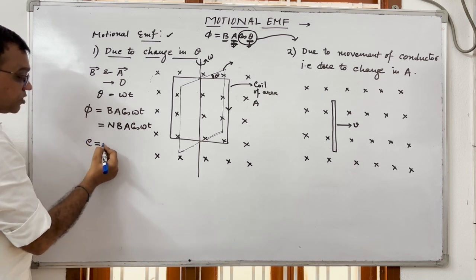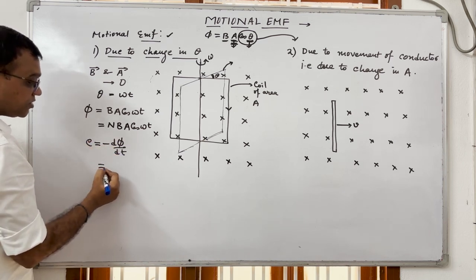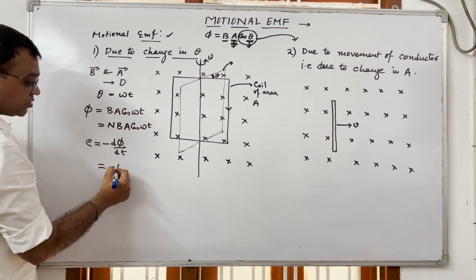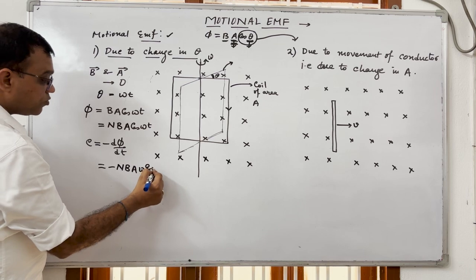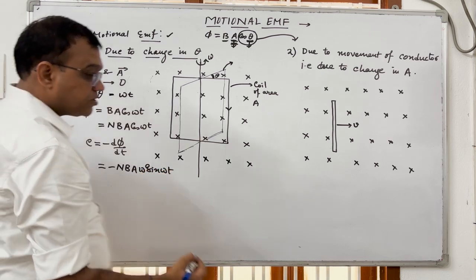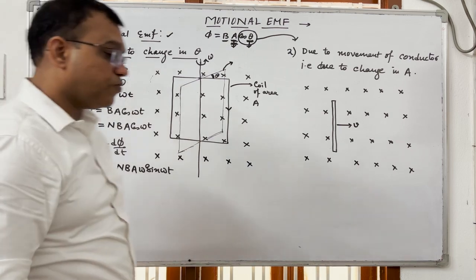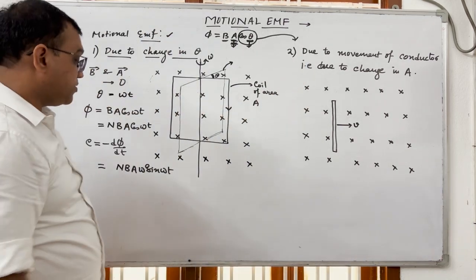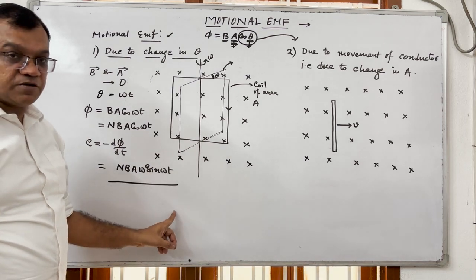EMF induced is equal to minus d phi by dt, that will come out to be minus NBA omega sin omega t with minus sign. So it will become NBA omega sin omega t. So this is due to the change in orientation.